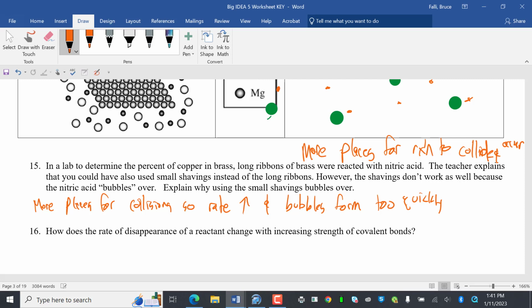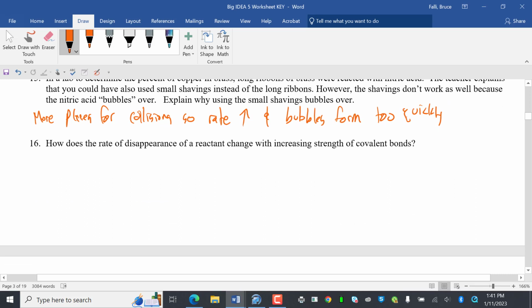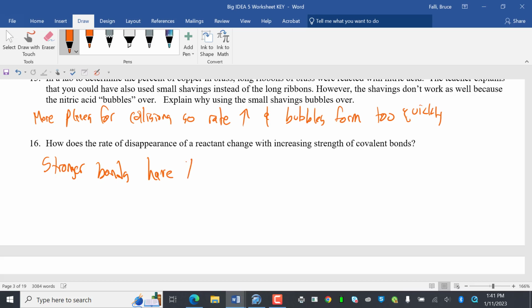How does the rate of disappearance of a reactant change with increasing strength of covalent bonds? So stronger bonds have a higher EA, so it takes longer to break them, and rate is slower.